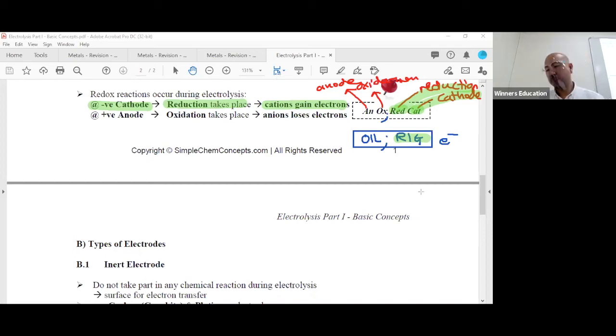Light blue. Let's go one more time. At the anode, where's the anode? Here. Oxidation takes place. I'm also done. What happened? Something loses electron. Oxidation is loss of electron. I'm done with the two phases. Every question I'll be using this all the way to university.